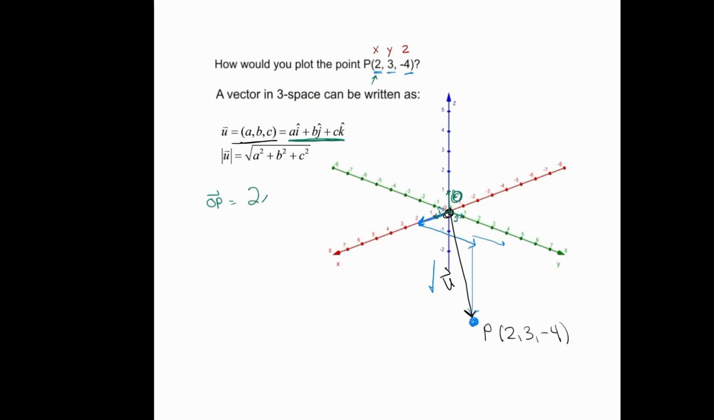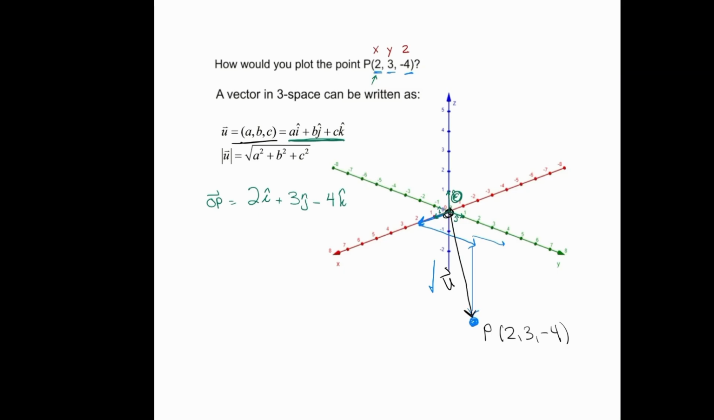So I have 2 times my unit vector i plus 3 times my unit vector j in the y direction, plus, minus 4 times my unit vector in the k direction. And it's minus because it's going in the opposite direction.